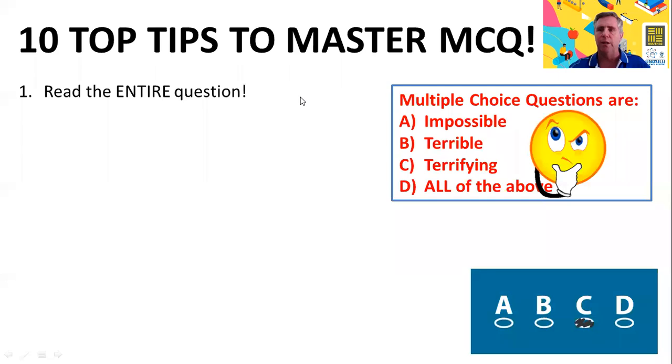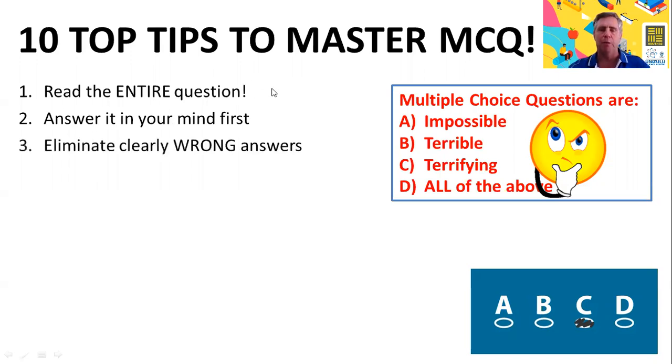Number 1, please read the entire question. Don't jump to the answer before you've finished reading it. Number 2, try to answer it in your mind first, if possible, covering up the answers. If you get to the right answer in your mind, then you can choose one from A to D to simply confirm your correct answer. Number 3, eliminate any clearly wrong answers. If nothing else, this will just narrow the odds for when you have to guess. Number 4, select the best answer. I know sometimes pupils say I left it blank because none of them was perfect. Don't worry about that. Select the best answer.